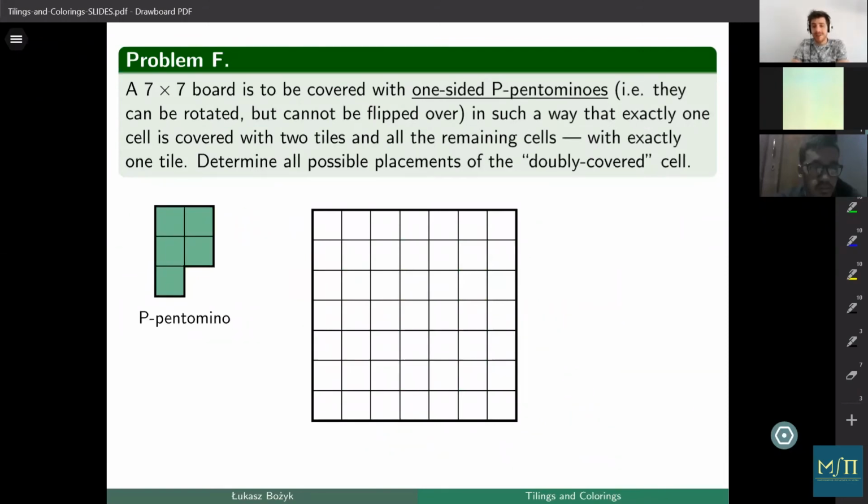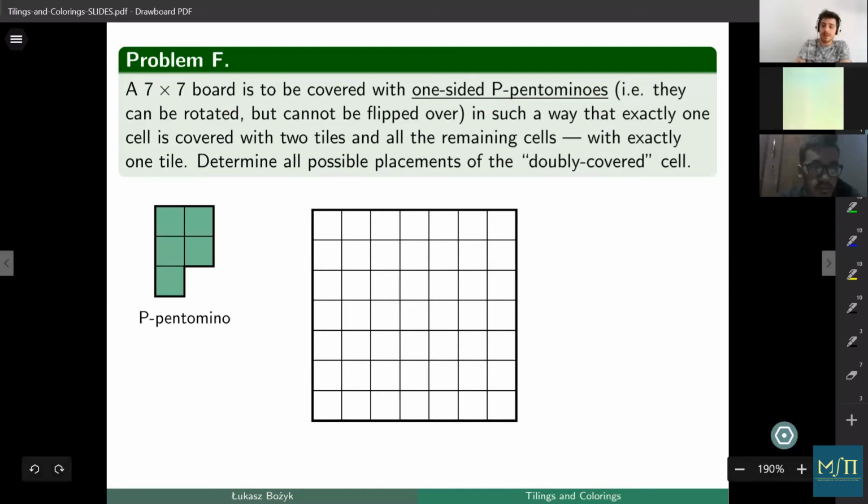Okay. So having said all of this, and those intuitions might be a bit too much intuition behind the stuff, let me show you one problem that I consider very, very beautiful and not that straightforward, actually. It appeared in some local European international competition. The problem is as follows. We're given a 7 by 7 board, so not a large one. And it is to be covered with one-sided P pentominoes.